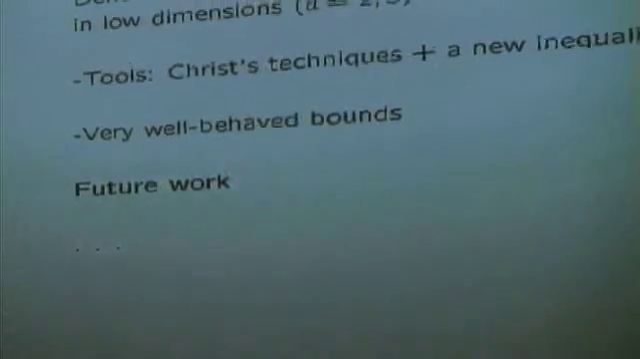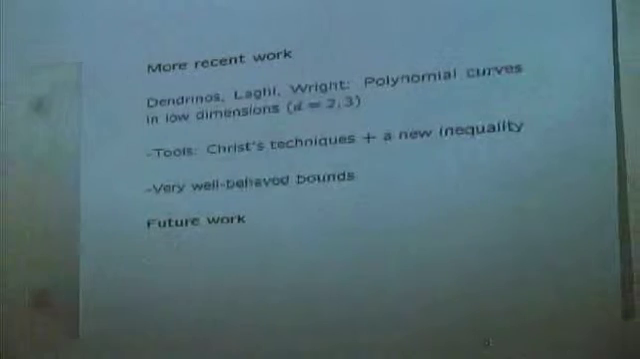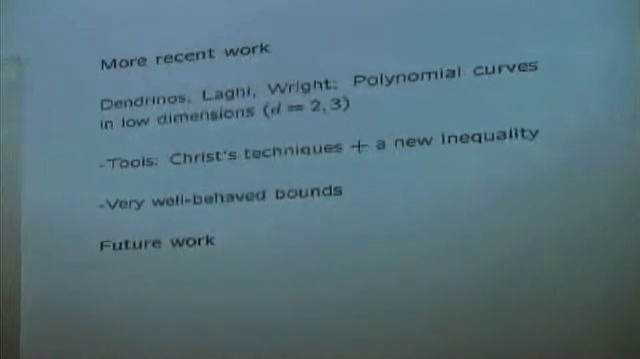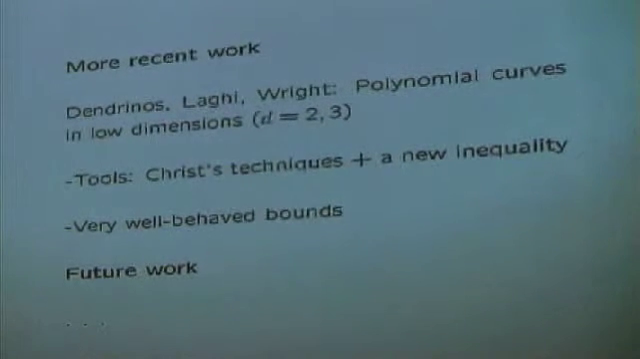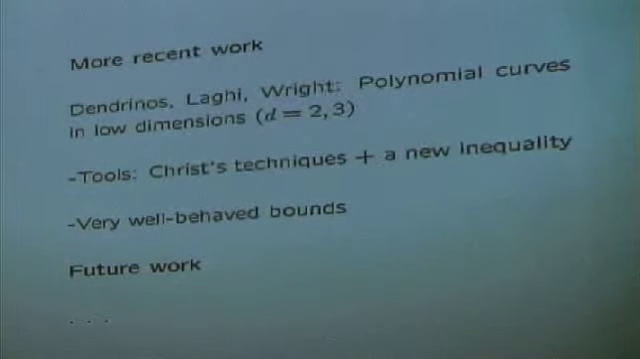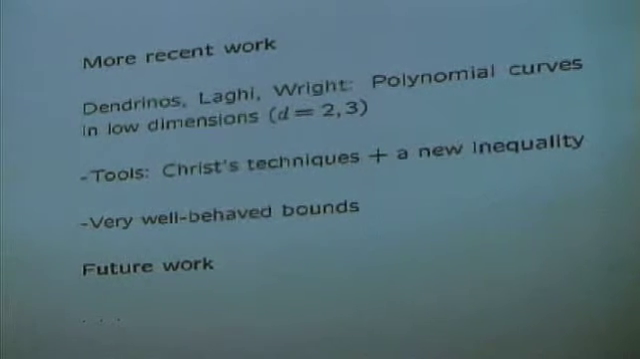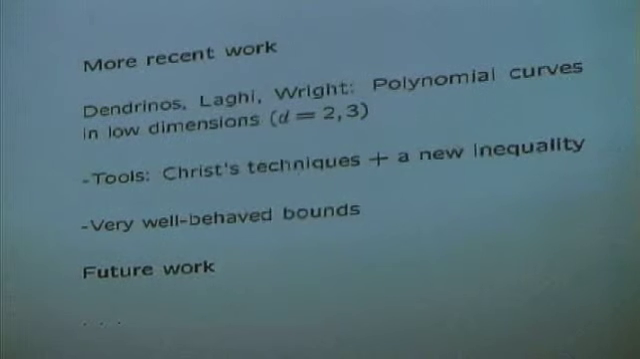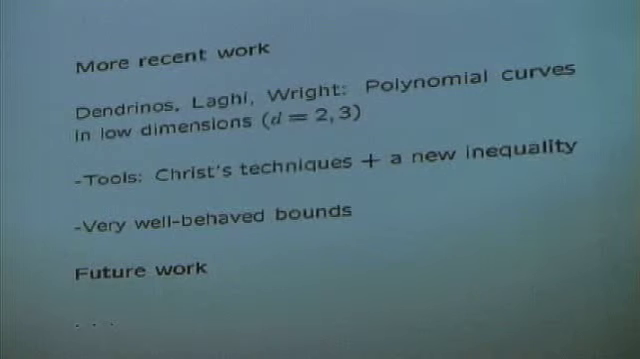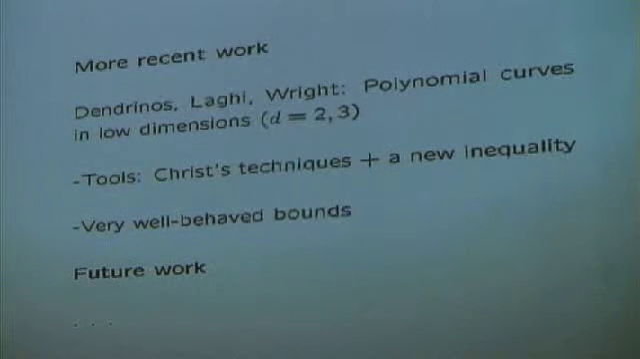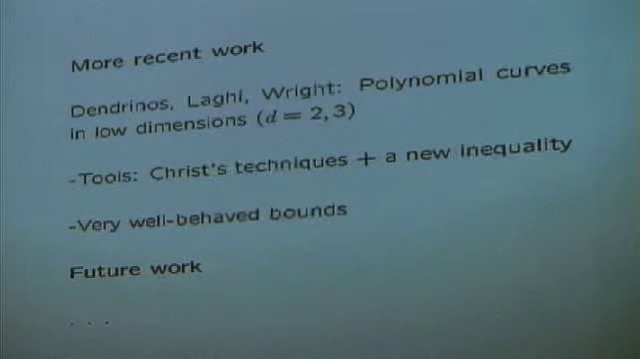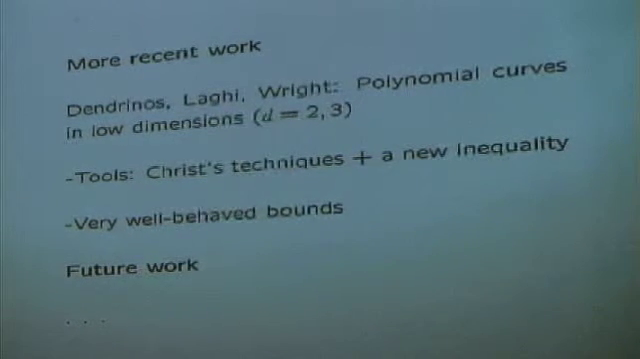So then finally, more recent things that are going on. Dendrinos, Laghi, and Wright have used Chris' techniques together with a new inequality in order to establish a theorem that gives the sharp, strong type estimates for polynomial curves. So these are general polynomials, but only in low dimensions, so d equals 2 and 3. They have very well-behaved bounds. They use affine arc length, and since they're using affine arc length, they're able to obtain bounds which depend only on the degree of the polynomial and the dimension.